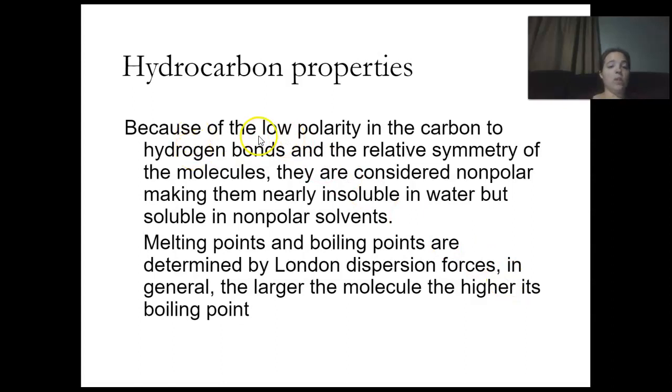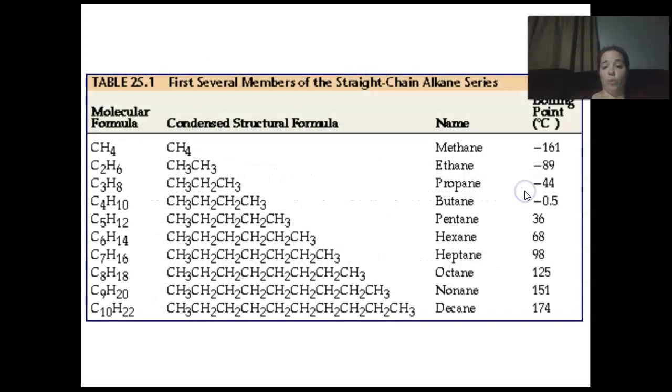Hydrocarbon properties: because of the low polarity in the carbons and the hydrogens and relative symmetry, they're considered nonpolar, making them nearly insoluble in water, but soluble in nonpolar solvents, which means their melting and boiling points are determined by London dispersion. In general, the larger the molecule, the higher the boiling point. For instance, the boiling point for methane is -161, which is why it's a gas. But for decane, it's 174, which is why it's a liquid.